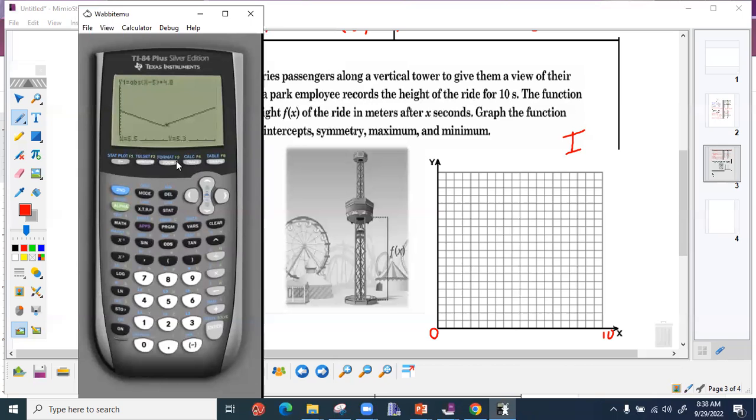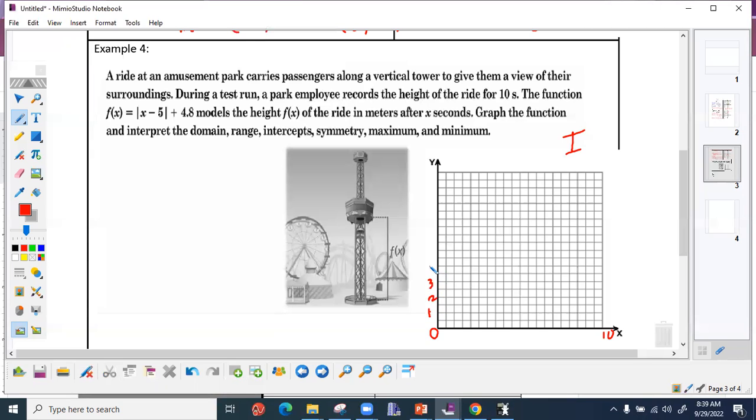So you can hit trace and you can get values to plot. If I type in 0, it says we're going to go to 9.8. So at 0, we're at 9.8. And let's count by 1, 2, 3, 4, 5, 6. I think we can count by 2s, honestly, or halfway points. Yeah, let's do that.